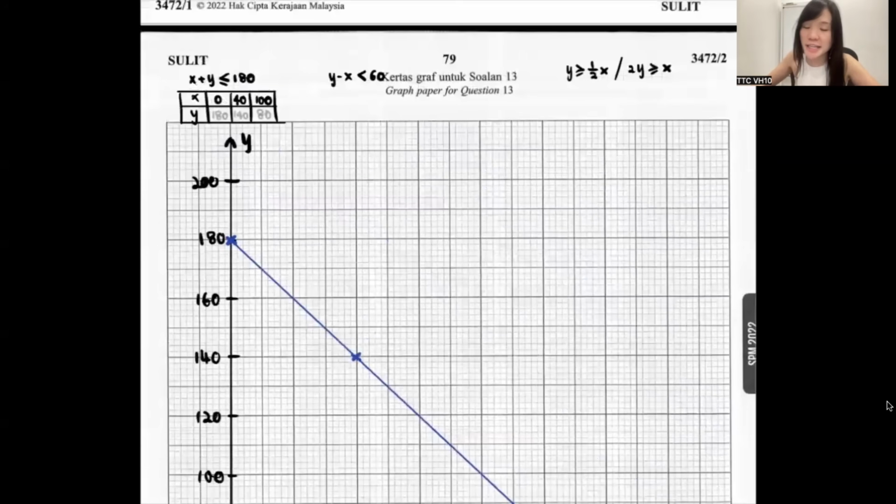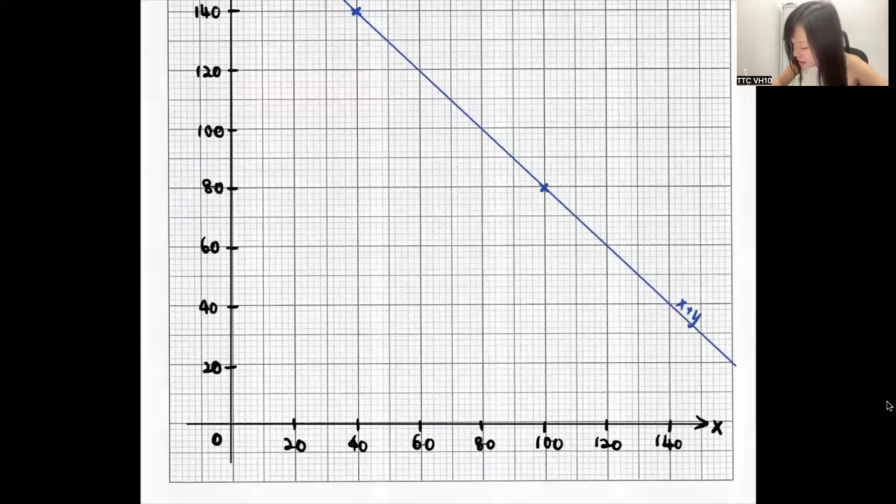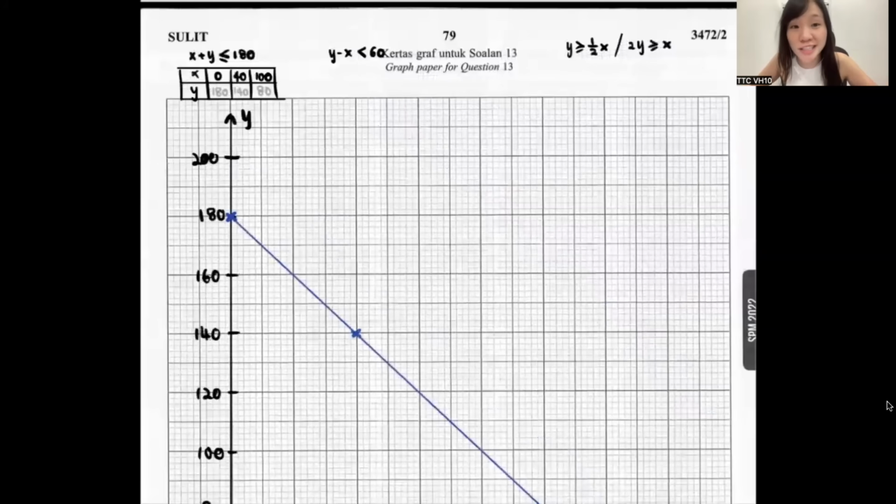Okay, you thought done already? No, you're going to write the equation beside the line, please. And guys, remember, when you write the equation, don't write the bigger, smaller. Because equation, where got bigger, smaller one? Equation is y equals mx plus c, where got y bigger than mx plus c, right? So write equal. So this one, you're going to write x plus y equals 180, okay?